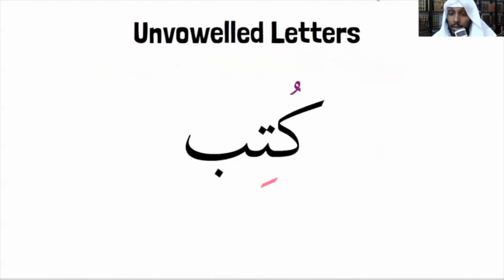Let's use the exact same example as we did last time, when we did the voweled letters. Here we have a word with 3 letters that are all voweled. In other words, every letter has a vowel. So we have the kaf over here with a dhamma, kaf, dhamma, ku. We have a ta with kasra, ti. We have a ba with fatha, ba, which gives us ku-ti-ba. Altogether, kutiba. Perfect. Okay, that's when they are all voweled.